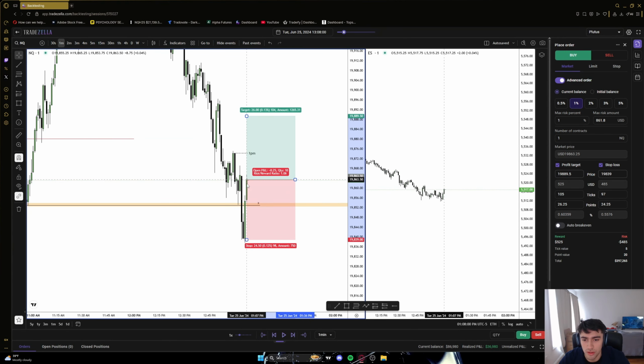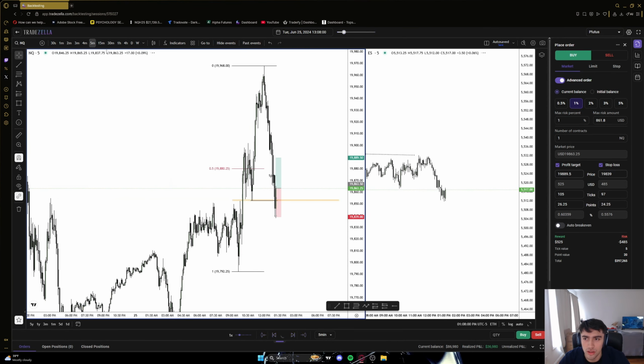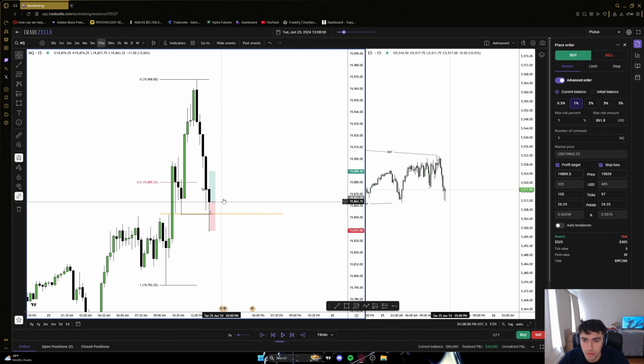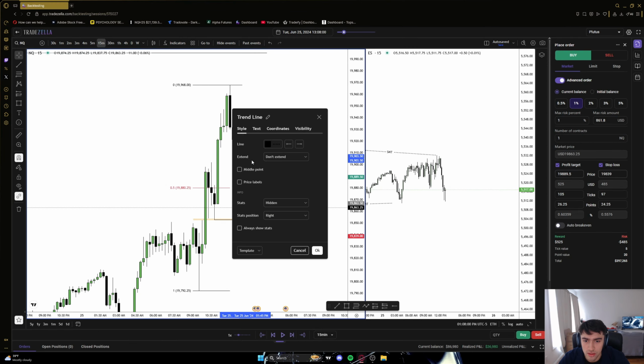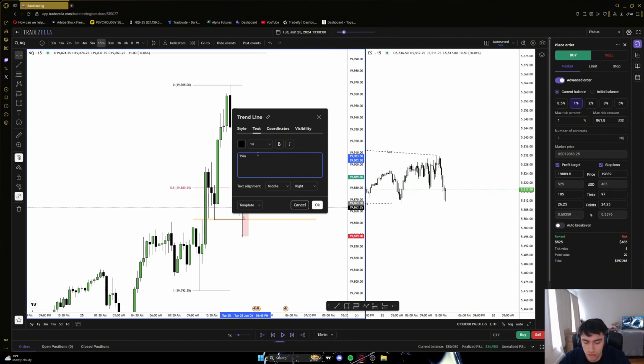Yeah, I would take this long either way. It's all good. And I would look to target again. We have a 15-minute sweep of the low. I would target the 15-minute high right here. So this would be TP1, and then we're gonna hold for higher.